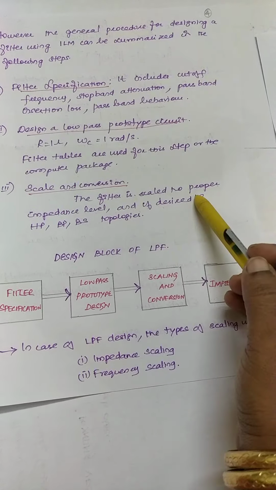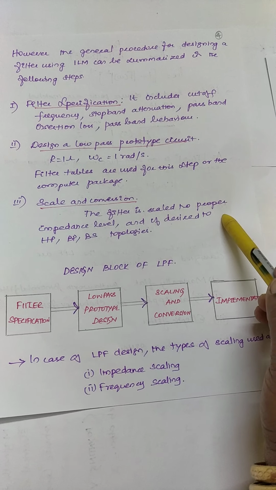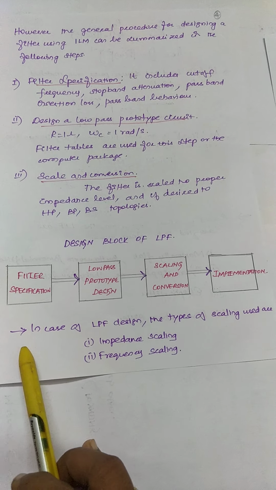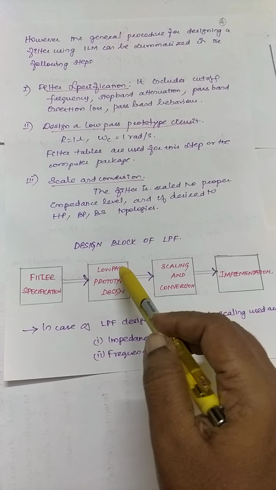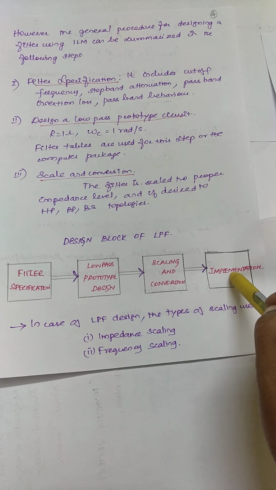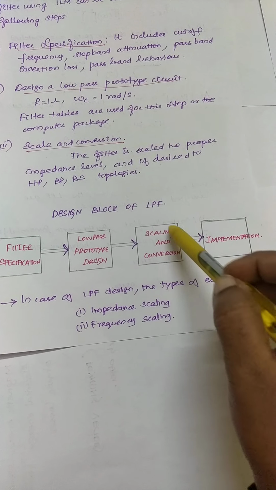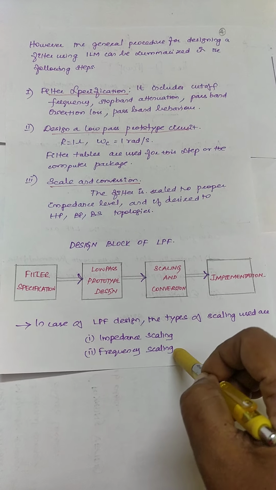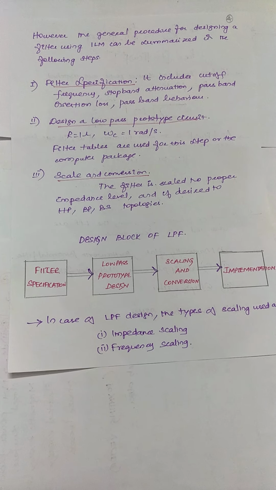The filter is scaled for the proper impedance level, and if desired it can be modified into the various topologies of high pass, band pass and band stop. So the general block diagram involves filter specification, low pass prototype design, scaling and conversion, and then the implementation. In this design, the types of scaling generally preferred are impedance scaling and frequency scaling. Thank you. This completes the analysis of the microwave filter.